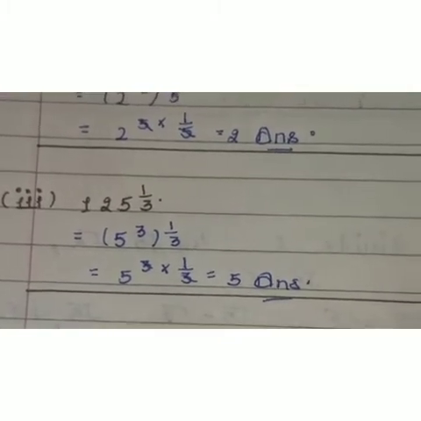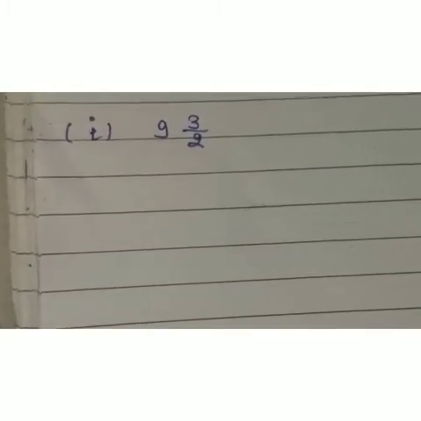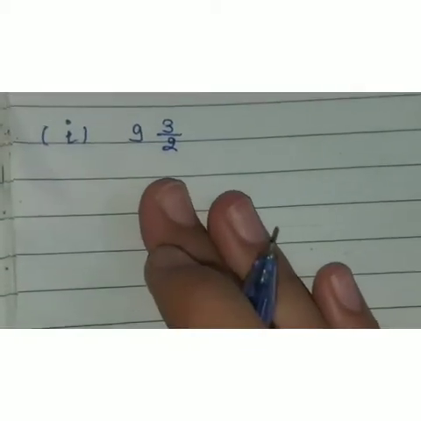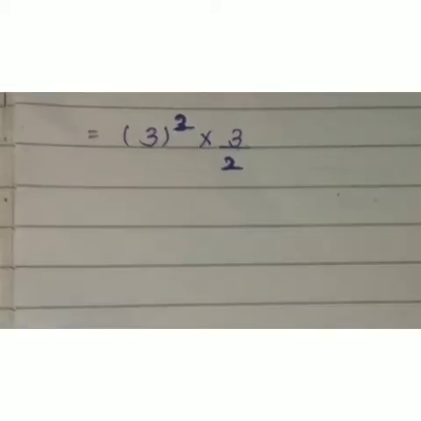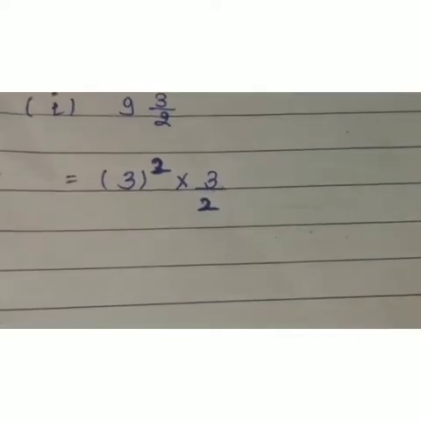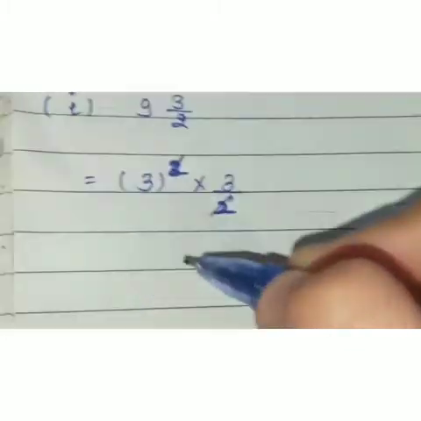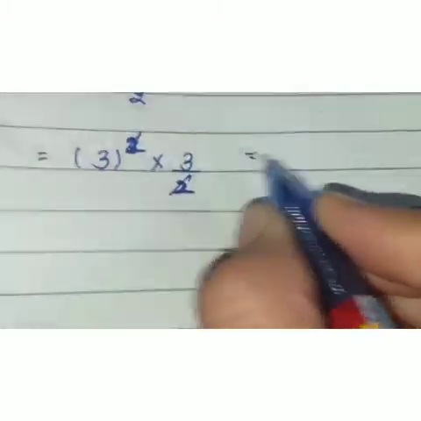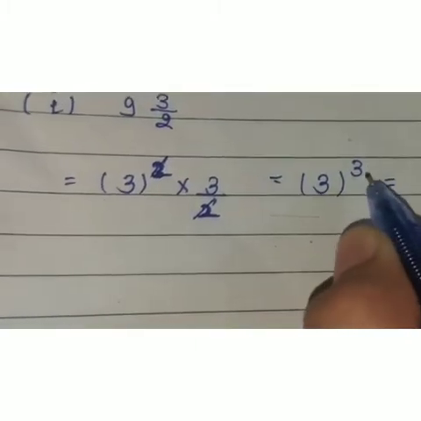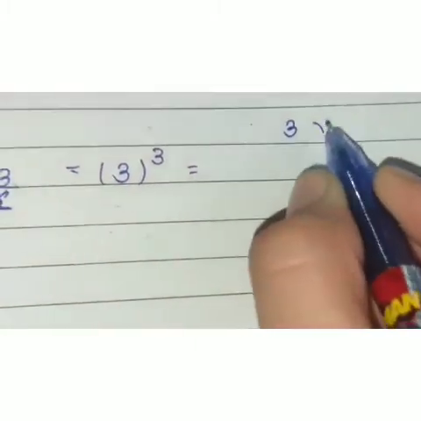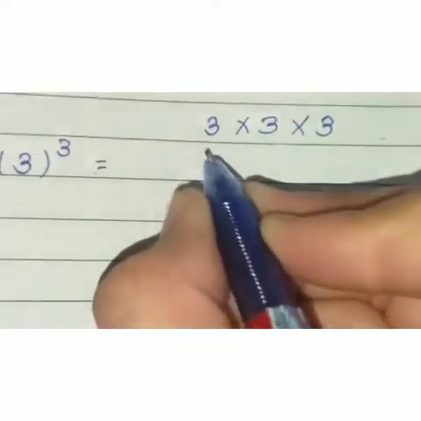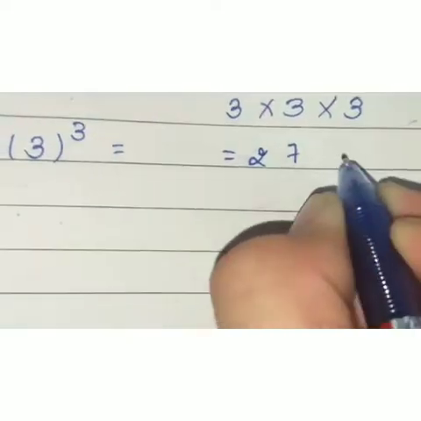Moving to question number 2. Now moving to question number 2, it's a similar type of question. 9 is the square of 3. 3 3s are 9. So we have written 9 in this form. Now we will cancel 2 by 2 and we are left with 3 cube, which is equal to 3 into 3 into 3, which is equal to 27, which we get as our answer.